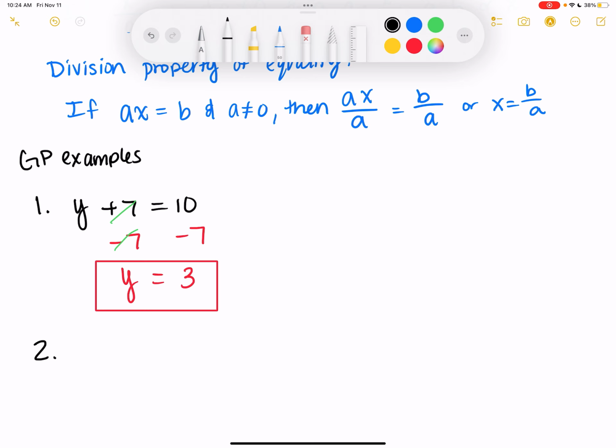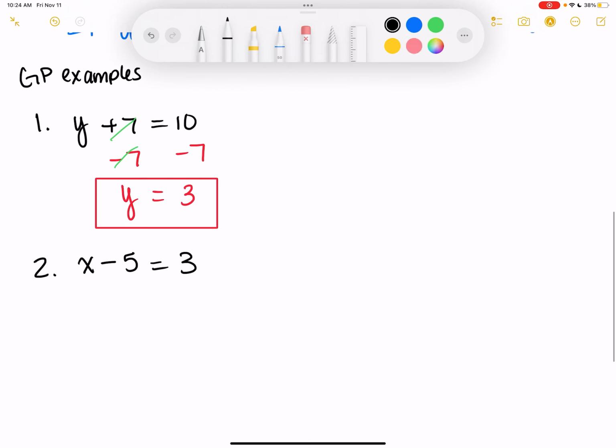Number 2, x minus 5 equals 3. I've got subtraction here, so its opposite is addition, so I'm going to add 5 to both sides. So my negative 5 and positive 5 cancel on the left. It leaves you with x equals 3 plus 5 is 8, so x equals 8.